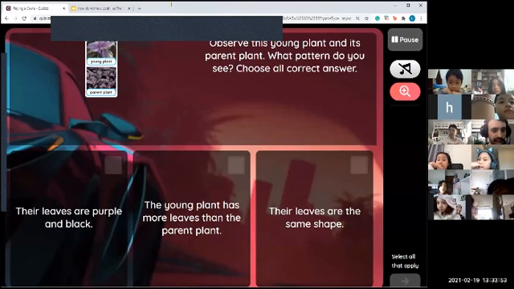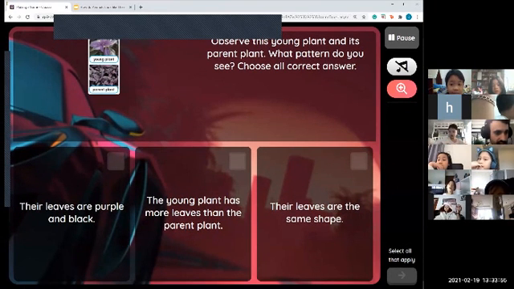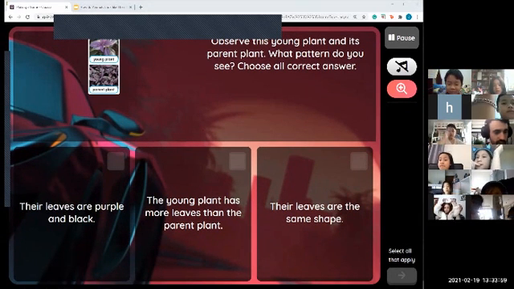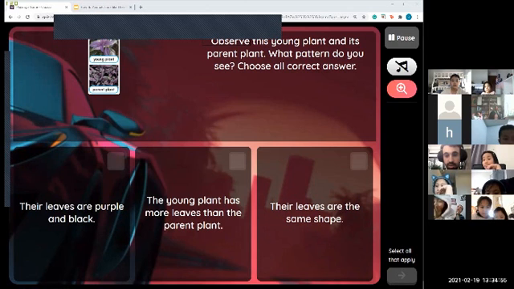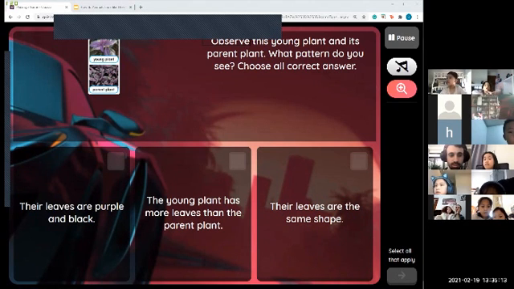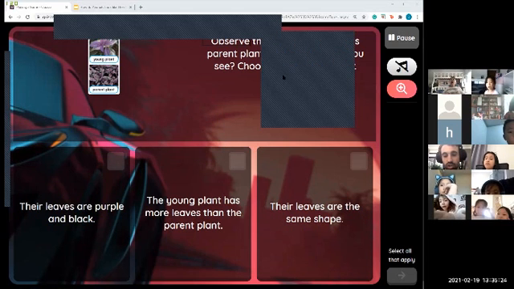So let's have someone read the question. Let's have Bon. Can you read the question? Look at this young plant and its parent plant. What pattern do you see? Choose the correct answer. Thank you. Let's circle the correct answer.